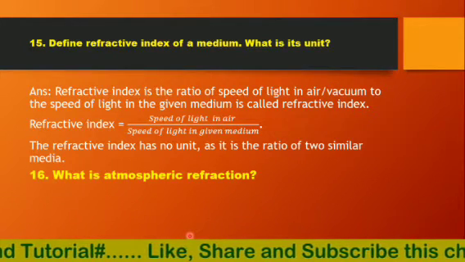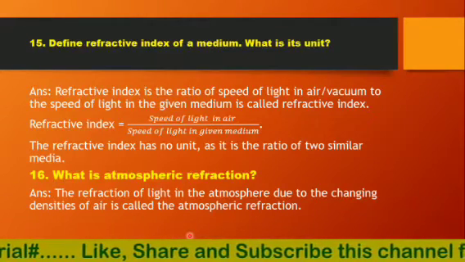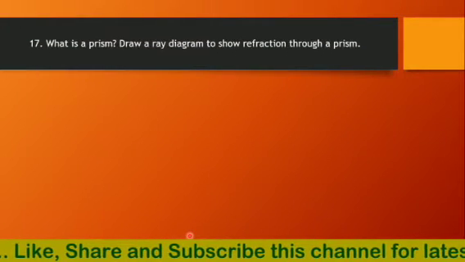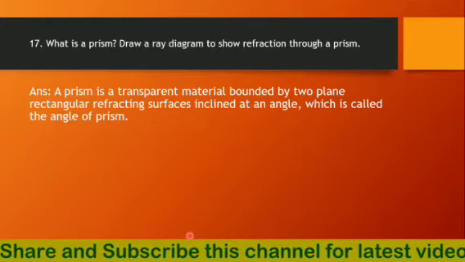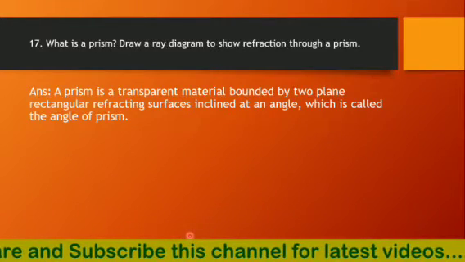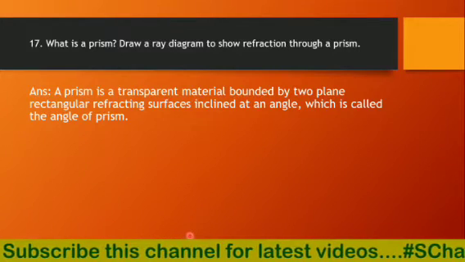What is atmospheric refraction? Atmospheric refraction is the refraction of light in the atmosphere due to the changing density of the air. What is a prism? Draw a diagram to show the refraction through a prism. A prism is a transparent material bounded by two rectangular refracting surfaces inclined at an angle, which is called the angle of prism.